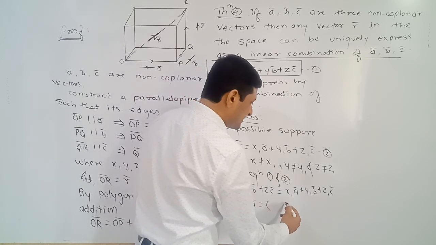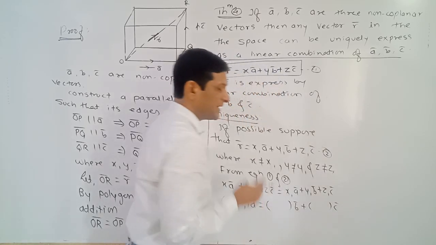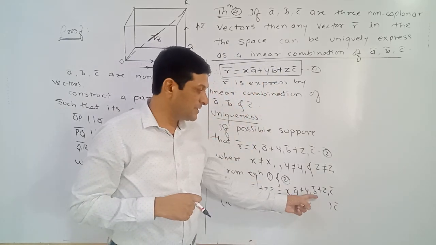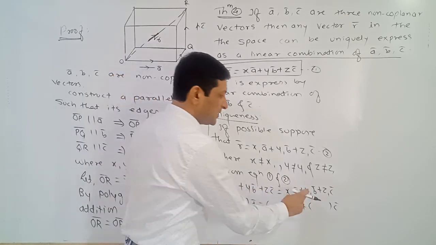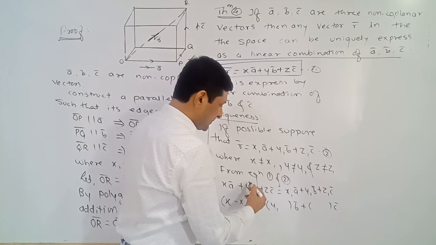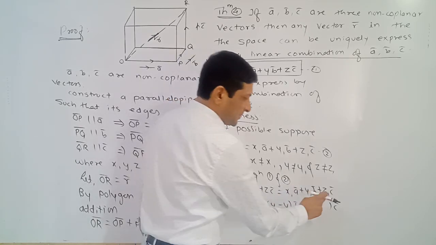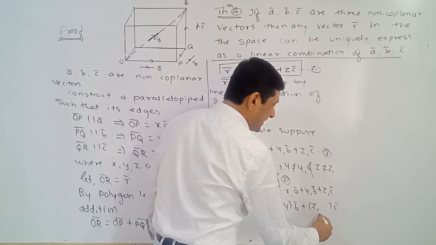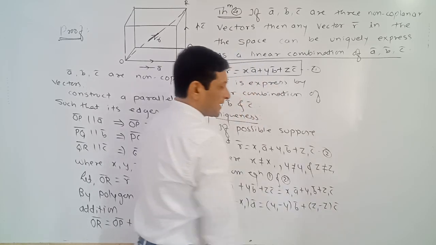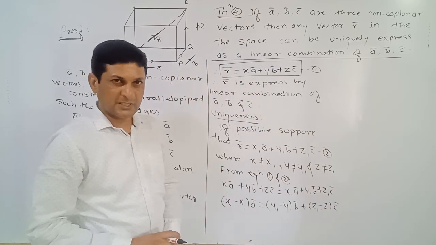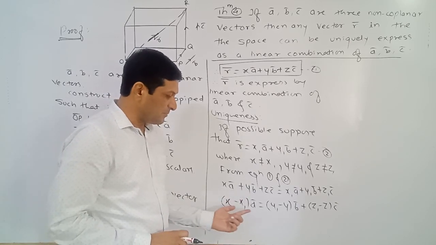In the same way, collect the terms of b bar and c bar on the other side. How many terms of b bar are there? Two terms. Taking b bar common from these two terms, the coefficient is y1, and the plus term on this side will become minus y. The coefficient of c bar is z1, and the plus term on this side will become minus, so minus z.